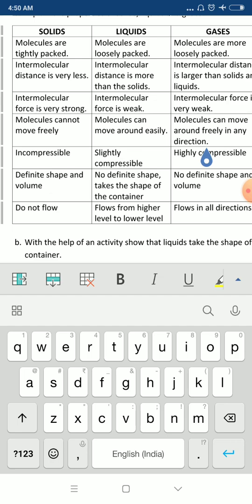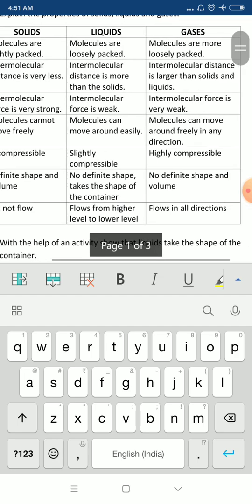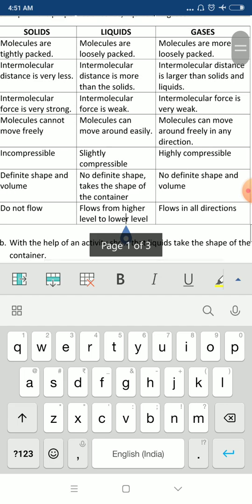Whereas the solids are incompressible, liquids are slightly compressible, and the gases are highly compressible. Now coming to the shape and volume, we know the solids have definite shape and volume, whereas liquids take the shape of the container, and the gases don't have shape and volume. And solids do not flow, the liquids flow from a higher level, and the gases will flow in all directions.